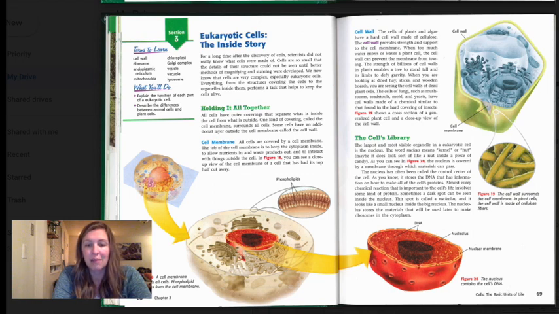Sometimes a dark spot can be seen inside the nucleus. This spot is called the nucleolus, and it looks like a small nucleus inside a big nucleus. The nucleolus stores the material that will be used later to make the ribosomes in the cytoplasm.